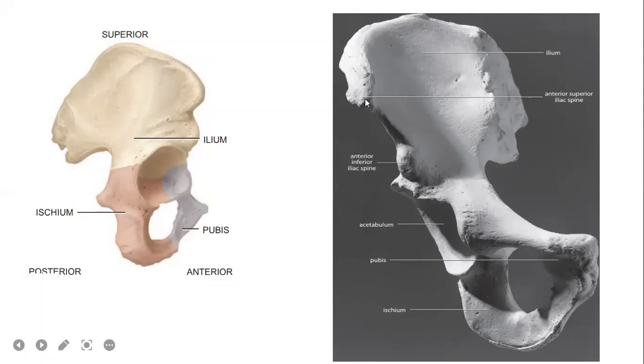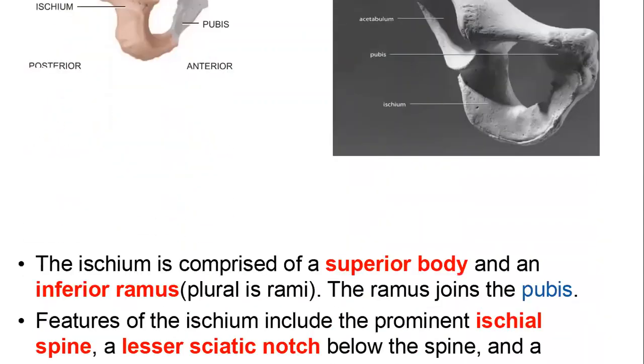We also have the structures we were able to identify from the previous bone, the ilium. We have the anterior superior iliac spine. We also have the ilium. So this is just an image of a bone which was taken from dead tissue.